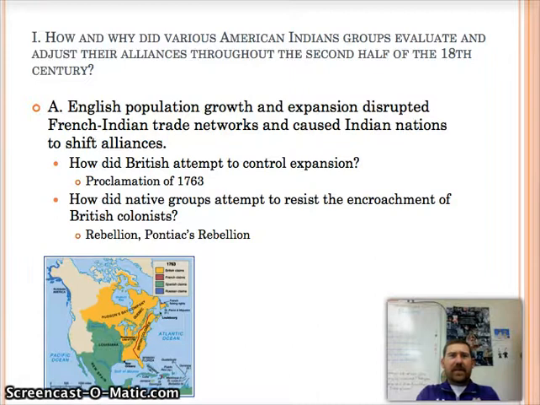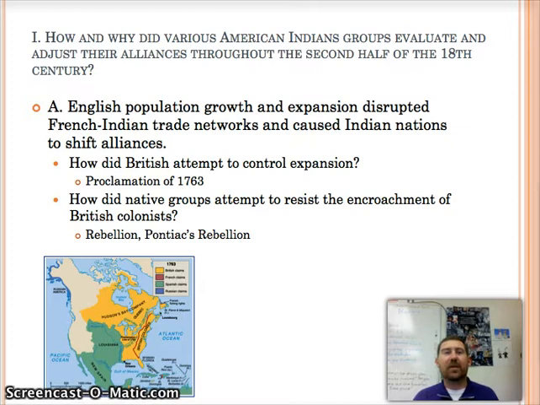Alright, so as always, the key concepts are broken down into a question and answer format. The first question that we have under key concept 3.1 is how and why did various American Indian groups evaluate and adjust their alliances throughout the second half of the 18th century? Well, first answer to that as far as the why did they evaluate and adjust their alliances is the fact that English population growth and expansion disrupted French and Indian trade networks and caused Indian nations to shift alliances. The first way in which this worked, as far as the population growth and expansion, is that the British were just streaming into native lands left and right.